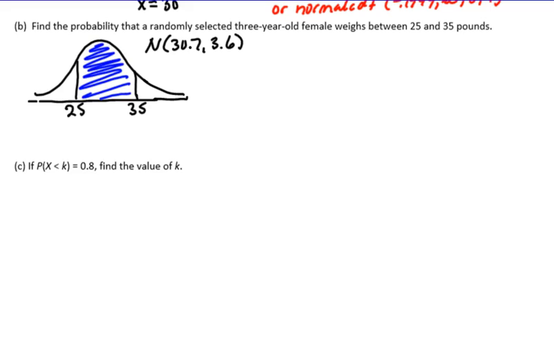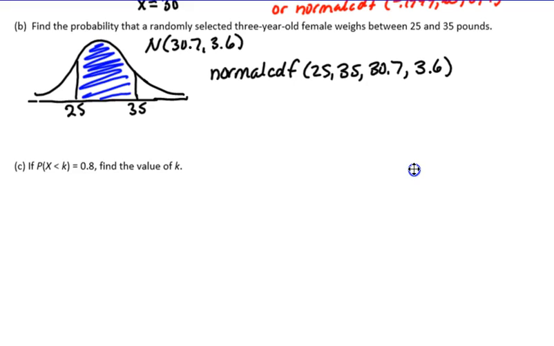And that's good to know because if your shading's reasonable, you know if your answer seems reasonable. I'm not going to find the z-score this time. I'm just going to go straight to normalcdf. My left bound is 25, right bound is 35. My mean is 30.7, standard deviation 3.6. If I go through that process on my calculator, I would end up with 0.827. I would suggest making sure you can get the correct answer on your calculator.